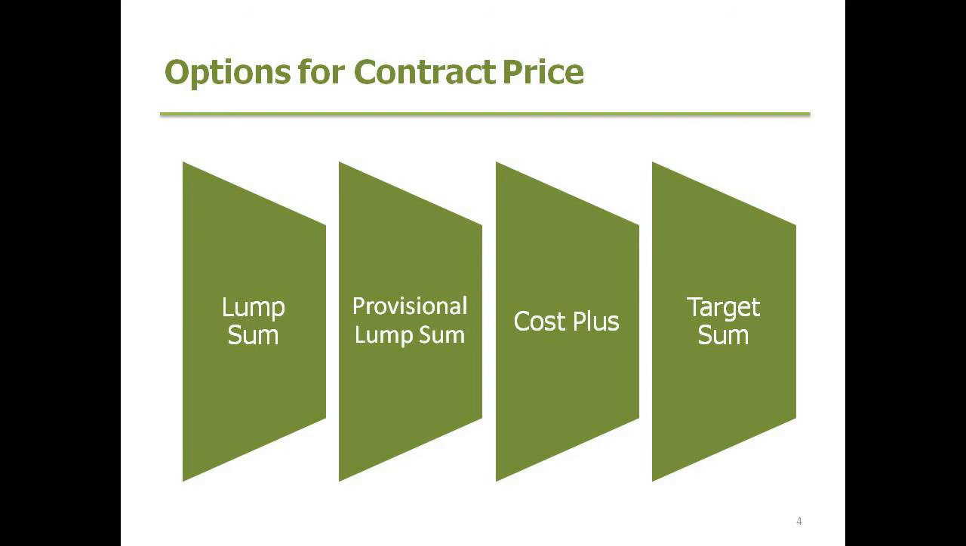Cost plus. This is usually used when the scope can't be fully defined. It's done on a do and charge basis. The risk for the contractor is relatively low. The risk for the client to actually achieve a final price can be very hard.